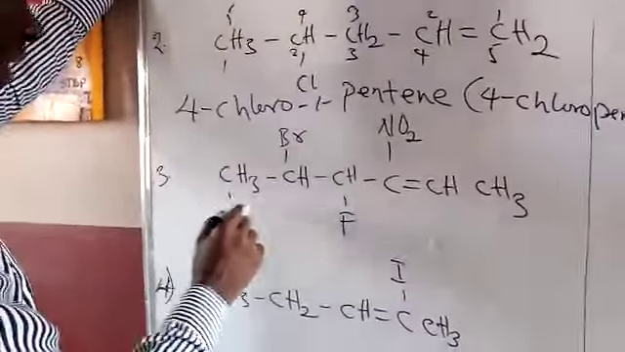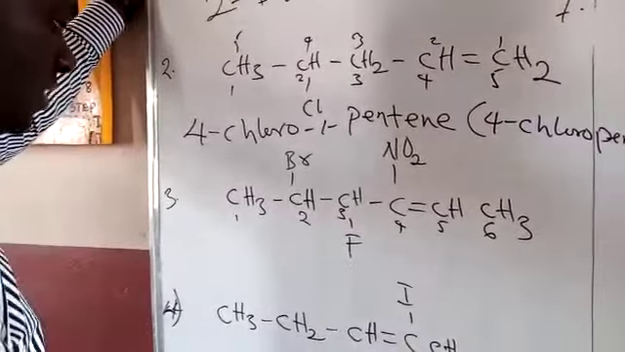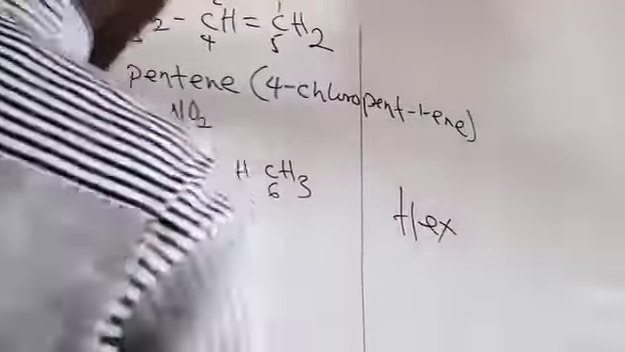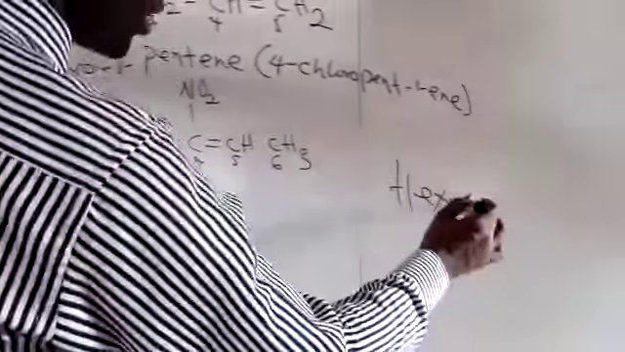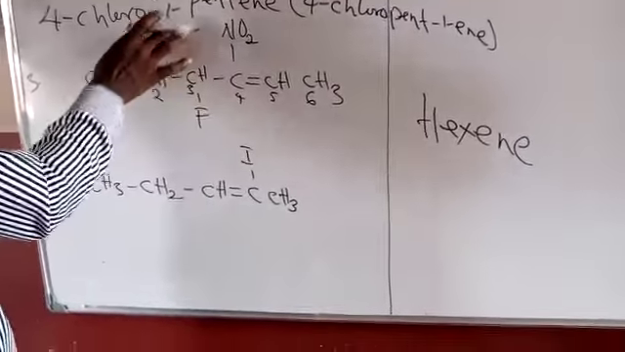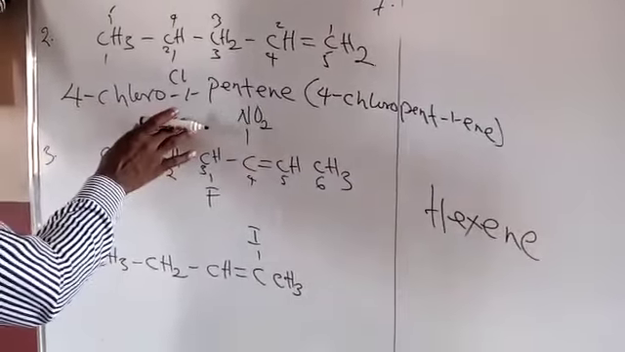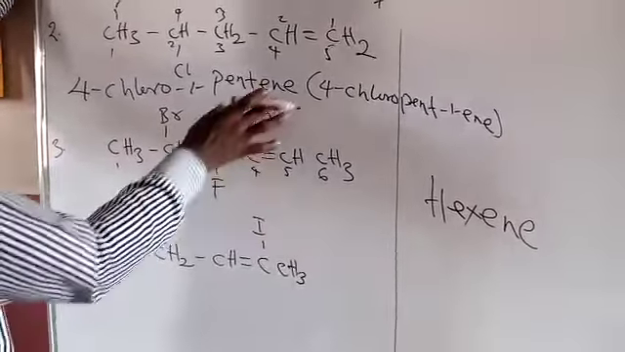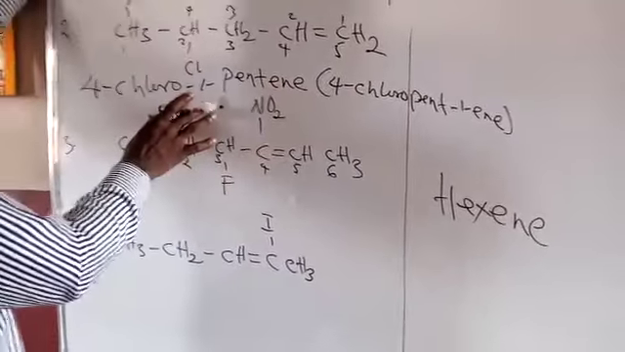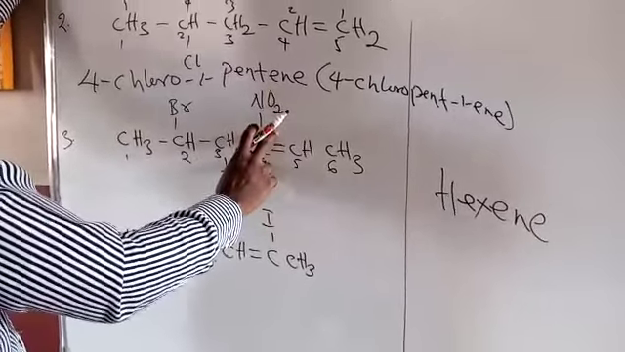The next compound is this. Let's count the carbon atoms again. 1, 2, 3, 4, 5, and 6. 6 carbon atoms is hex. And because of the presence of the double bond, hexene. Now there are various attachments: fluorine, bromine, and nitro groups. Okay, so we're going to attach them. Bromine comes before fluorine, before nitro. So bromine is attached at carbon 2, fluorine at carbon 3, and then the nitro group at carbon 4.